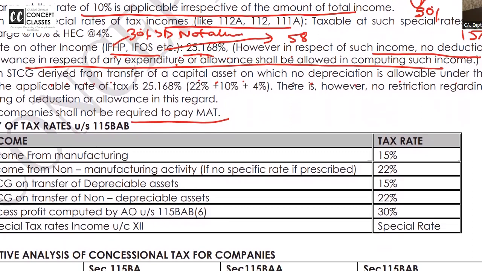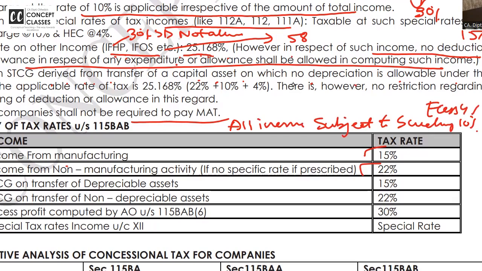Manufacturing company, domestic company. It is actually manufacturing a product or article. Okay. How much tax is there? 15%. On non-manufacturing activity 22%. On all of these, I want all of you to write, all income subject to surcharge 10%, cess 4%.